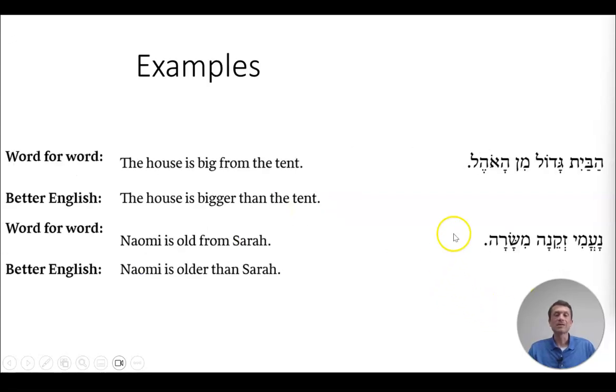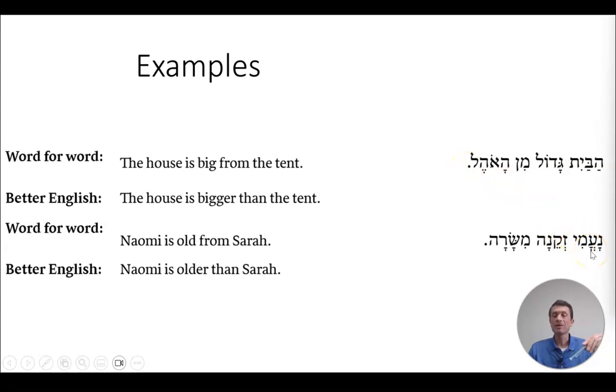So here's some examples. This is the house. The house is big, right? Very literally, the house is big. We know this is not the big house because there's no definite article on big. So the house is big from the tent. So that's a very literal English translation. The house is big from the tent. That doesn't really make sense in English. The idea that's being communicated here is the house is bigger than the tent. And it's that the min preposition, when used with an adjective, often communicates that idea of comparison. So the house is bigger than the tent.